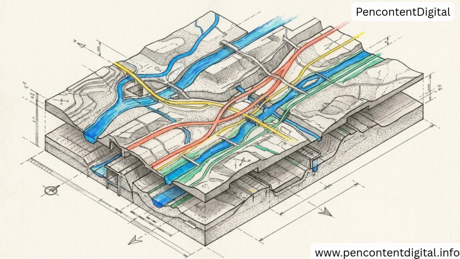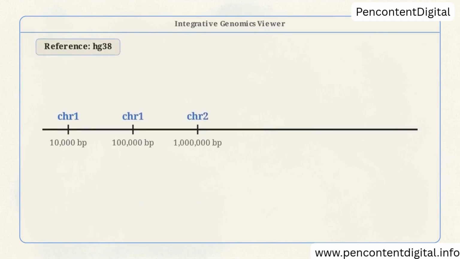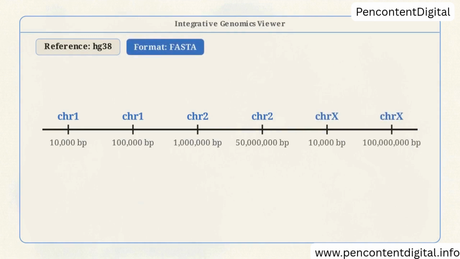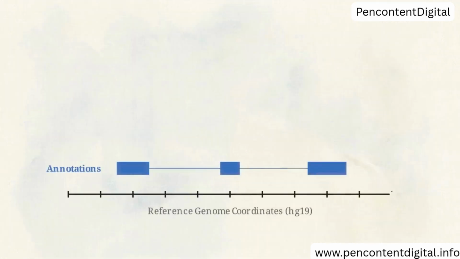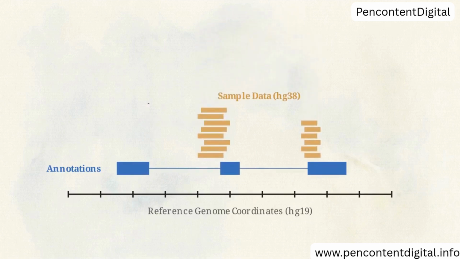The IGV workspace begins as a blank Cartesian coordinate system that must be constructed layer by layer. The first step is establishing the baseline x-axis by selecting a reference genome. This reference is typically derived from FASTA files. It is critical to verify the genome build compatibility here. If the reference genome does not match the sample data, every subsequent layer will misalign.